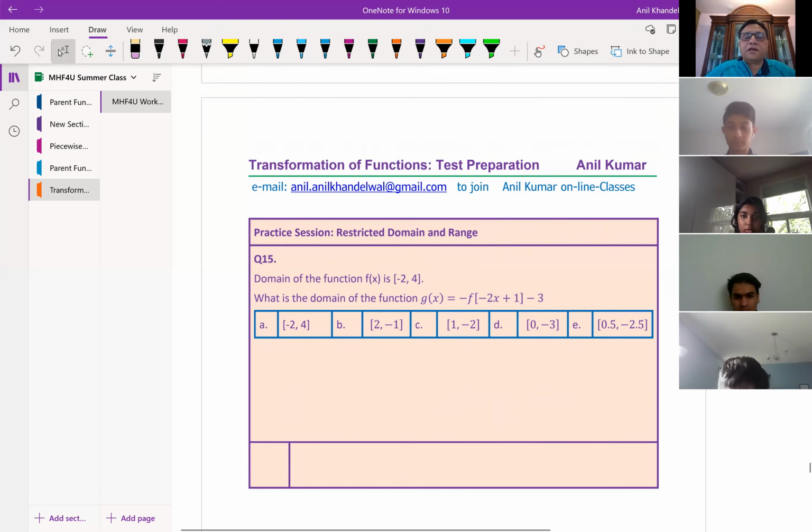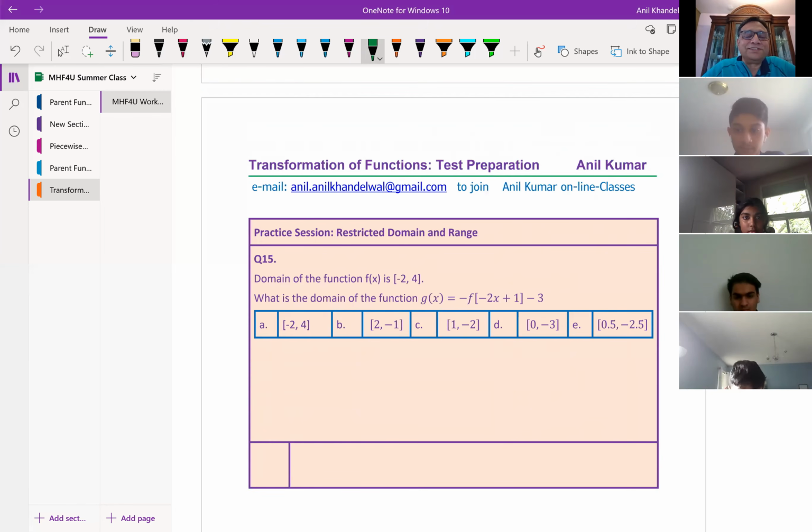Akshay, last question for you. Yes, sir. So the domain... Oh, Ankita, I never asked any question to Ankita. Wait, because Ankita is not there on my screen. Ankita, can you answer question number 15, please?